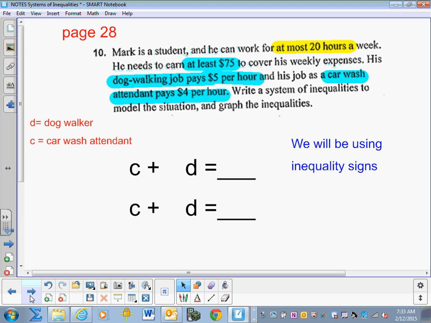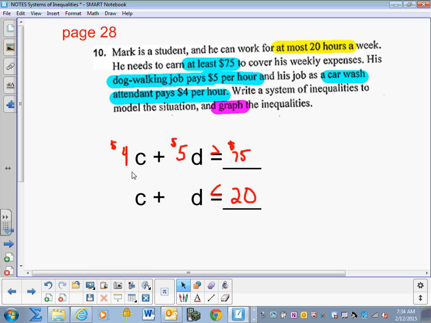So I'm going to use the variables d and c. d is the dog walker, c is the car wash attendant. So I'm going to think back about my template when I'm writing a system of equations, but I'm going to keep in mind that I'm going to be using inequality signs here. But to get started, I'm going to write c plus d equals a number. And I've highlighted important information: at most 20 hours, at least $75, and $5 an hour, and $4 an hour.